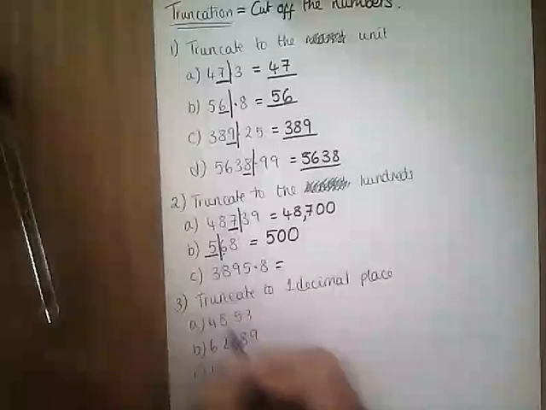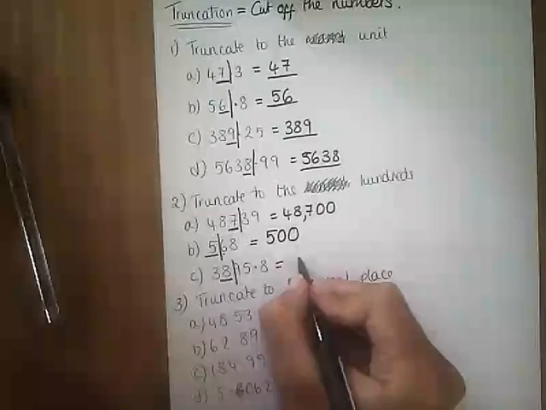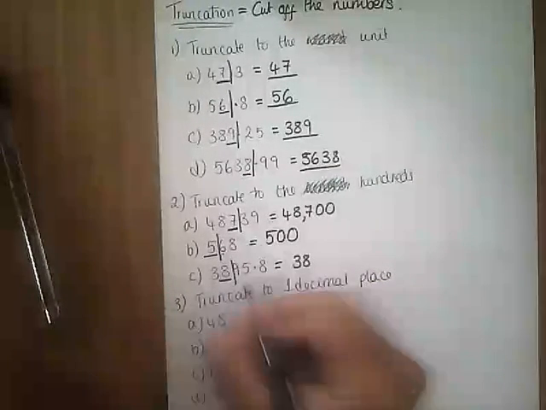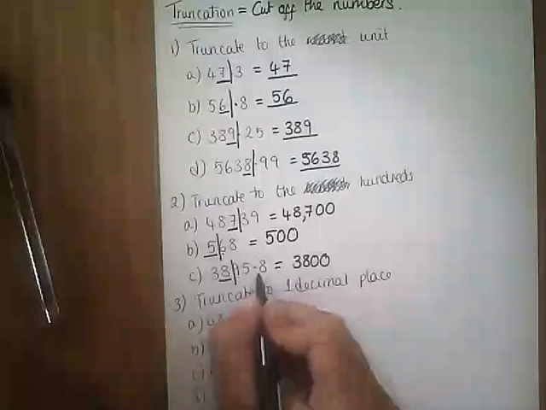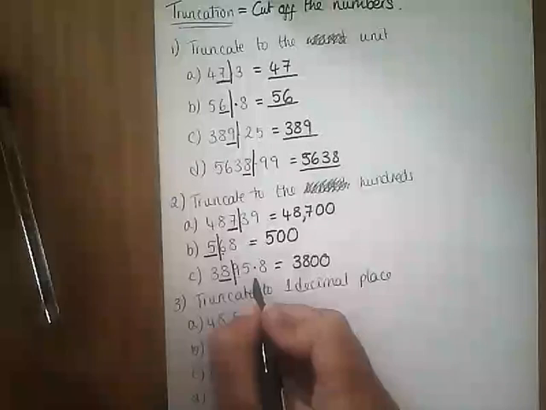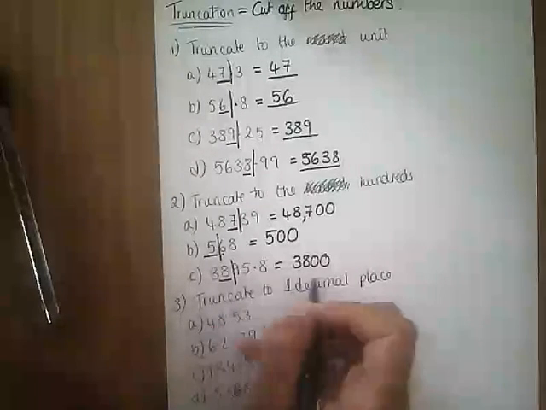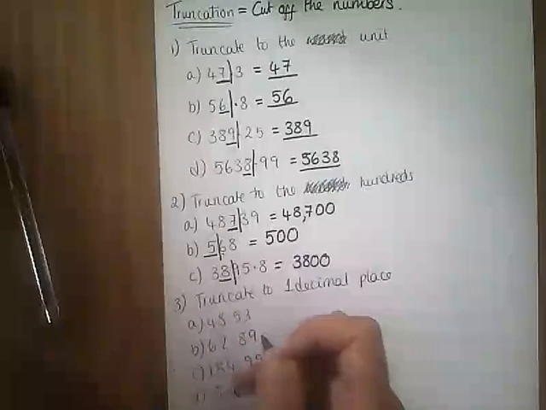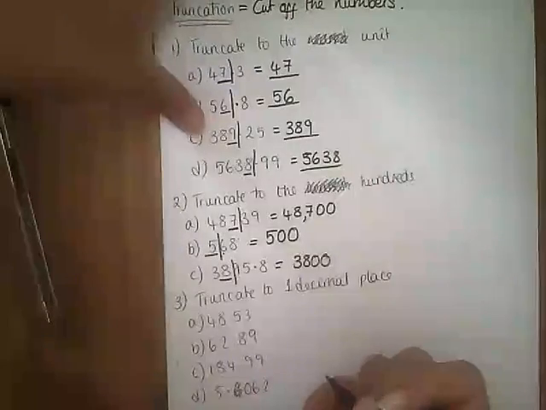Here's my hundreds. Chop everything else off, 38. Replace the 2 missing ones with zeros. You don't need to replace the 0.0 on the end, okay? That would be silly. You don't need a 0.0, so don't include it. 3,800.